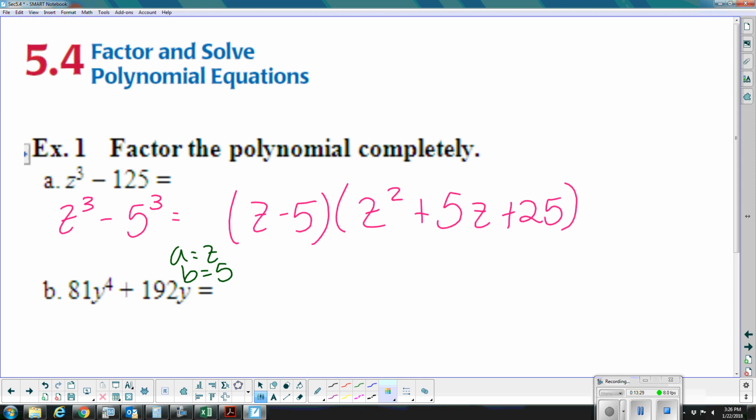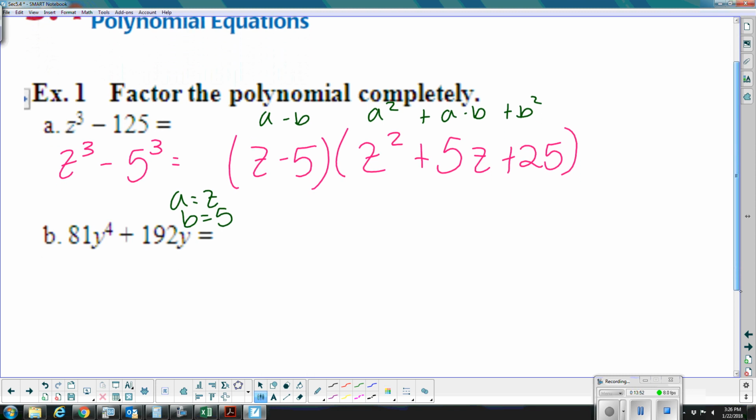And then I have a difference of two cubes. So I've got a minus b times a squared plus a times b, or in this case I wrote it b times a, plus b squared.